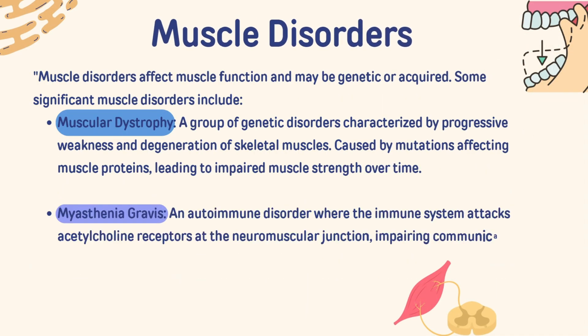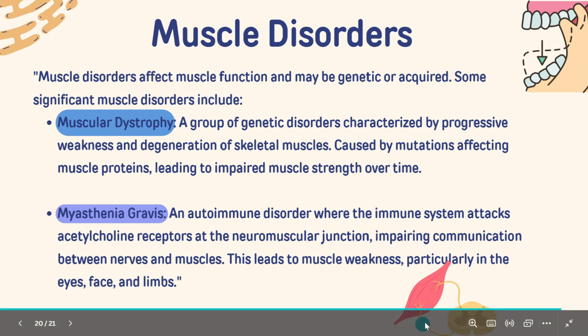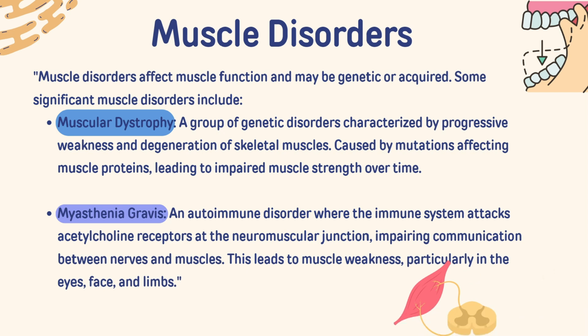Then we have muscle disorders. You may be confused: wait, what? I guess this is the muscle, but why do we have the autonomic nervous system? So let me tell you. Muscle disorders affect muscle function, and they are genetic or acquired. There are only two, and I think that for an introductory bio and med class, these two are the most significant ones, and you've most probably seen them, especially myasthenia gravis.